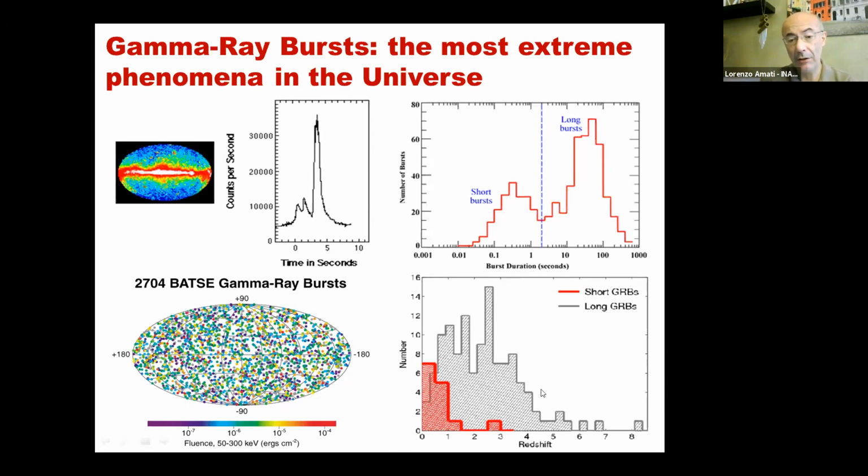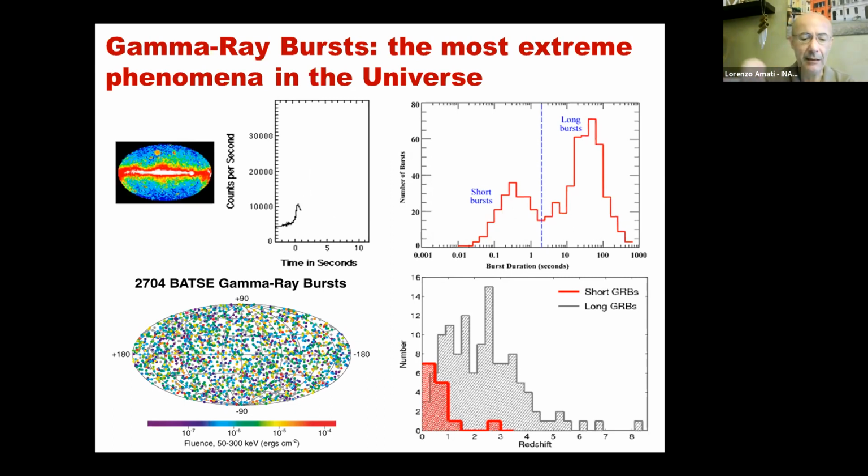And then, as you can see on the bottom right, at the end of the 90s, thanks to the BeppoSAX satellite and the efforts by many telescopes on the ground for following up the localization, the first accurate localization provided by the BeppoSAX satellite made it possible to detect the so-called afterglow emission, so the fading multiwavelength emission following the burst in the X-gamma rays.